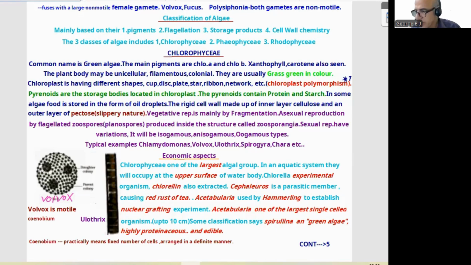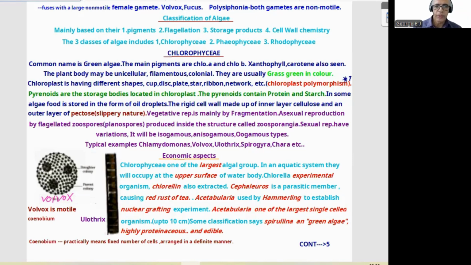Now we have to proceed with the classification of algae. For classifying, some criteria should be there. What are the criteria? That itself is a theory question. 4 features will be considered mainly: 1, pigments; 2, flagellation; 3, storage products; 4, cell wall chemistry. Based on these features, for NCERT 3 classes have been identified, or 3 groups for us to learn. That includes Chlorophyceae, Phaeophyceae, Rhodophyceae. These are the 3 algae groups you have to learn.